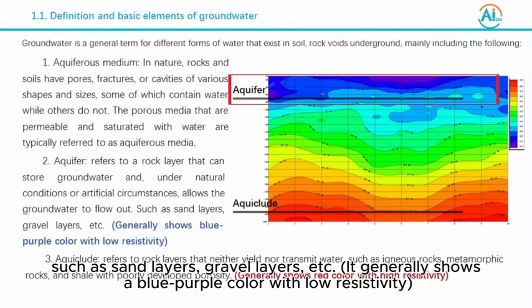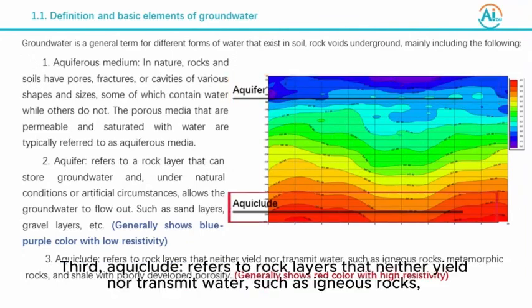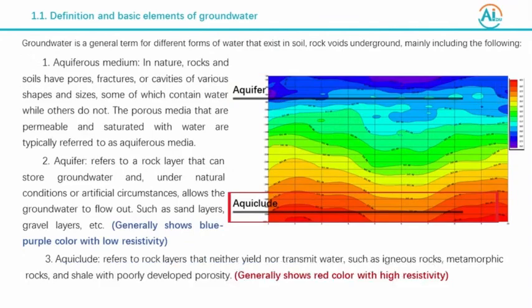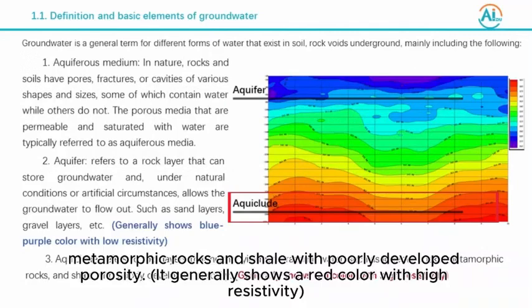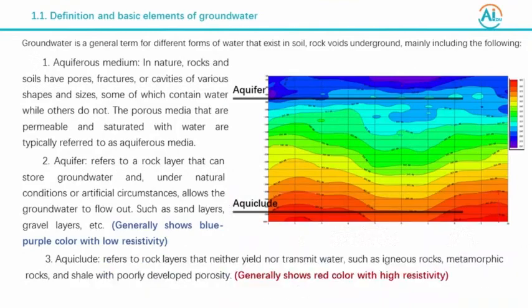It generally shows a blue-purple color with low resistivity. Third, aquiclude refers to rock layers that neither yield nor transmit water, such as igneous rocks, metamorphic rocks, and shale with poorly developed porosity. It generally shows a red color with high resistivity.